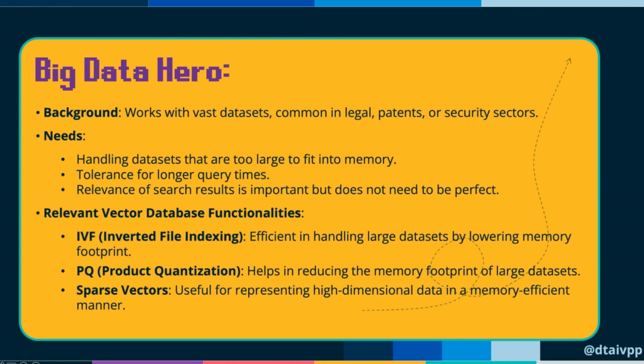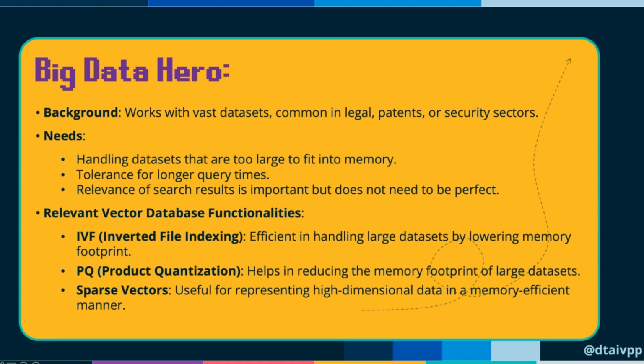The first is, I would suggest IVF. So IVF is inverted file indexing, and it has a really efficient way of managing your vectors. One of the challenges, though, is, sorry, I'll get to that in a second. So IVF can reduce your memory footprint by almost 10x in some cases. So that is one of the technologies I recommend for people looking to get into big data with vectors.